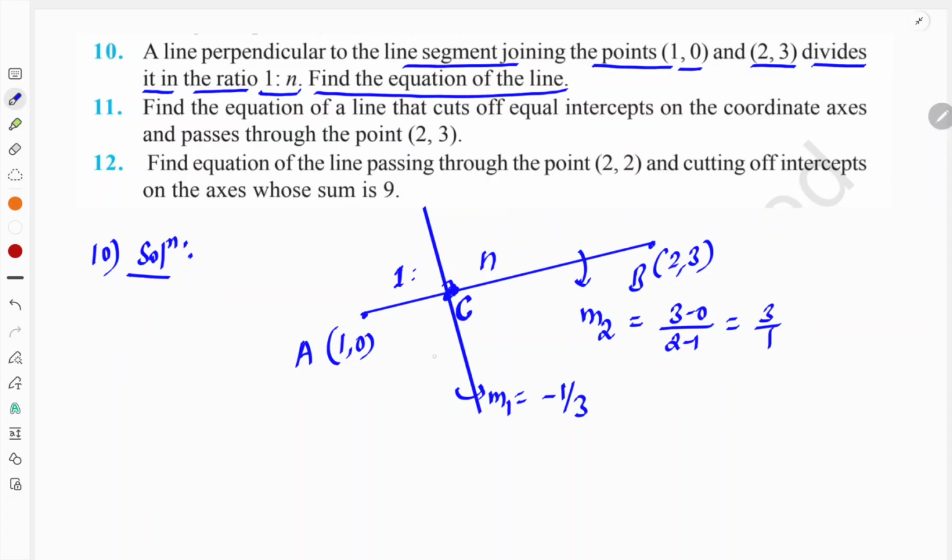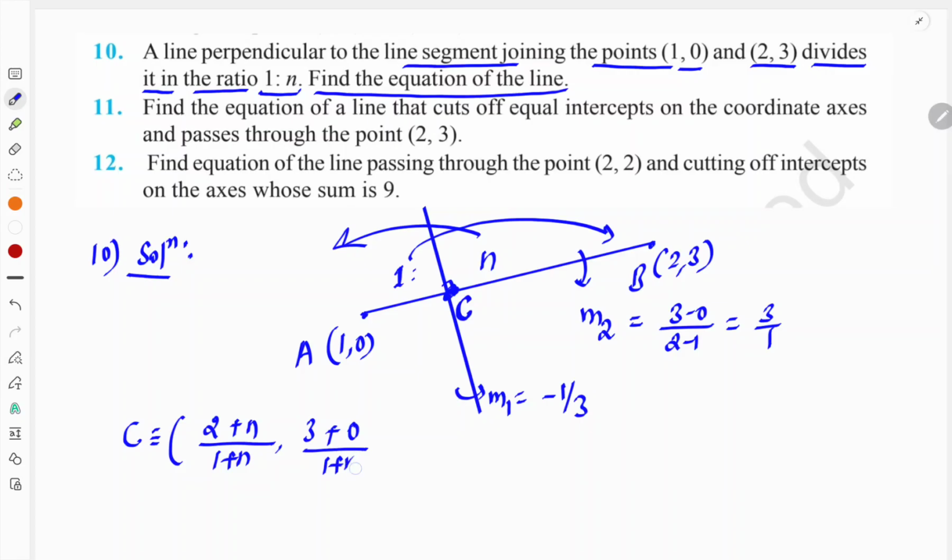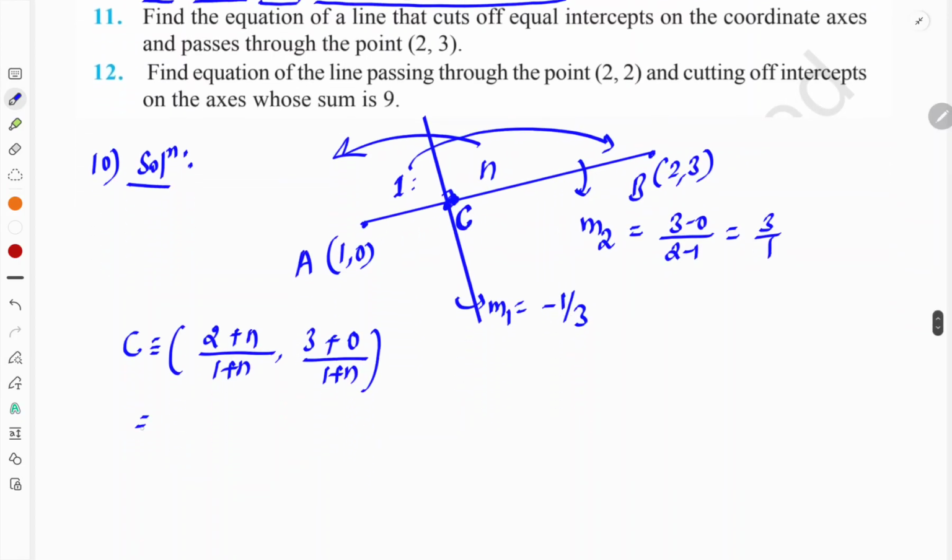So in this way, point C is (mx2 plus nx1) divided by (m plus n). C coordinates: m x2, 1 into 2, plus n x1, n into 1 becomes n, divided by 1 plus n, comma, m y2, 1 into 3 becomes 3, plus n into 0, which is 0, divided by 1 plus n. So we get the point C, that is (2 plus n) divided by (1 plus n), comma, 3 divided by (n plus 1).